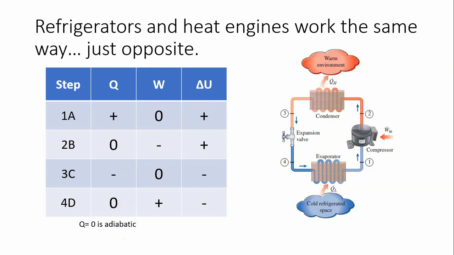Okay, so we're starting at number 1. We're going to start down here at the evaporator and the cold refrigerator space. The system is the refrigerant in these coils that are going to go through this specific cycle. We call this cyclic because the temperature that we start at is the temperature that we end at in our system. This is going to go through a cycle similar to what we'll see in a heat engine.